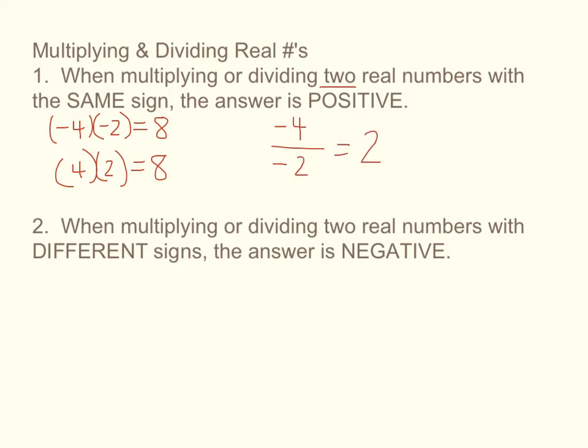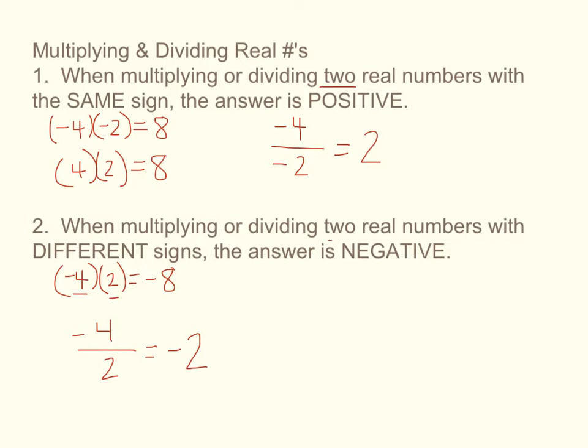And the same is true for division. When you multiply or divide two real numbers with the same sign, then that answer is positive. So negative 4 divided by negative 2 is positive 2. Now when you multiply or divide two real numbers with different signs, the answer is negative. So for example, negative 4 times positive 2 is negative 8. So these two have different signs, and that makes a negative answer. Also, negative 4 divided by positive 2 is negative 2. Again, different signs, so negative answer.